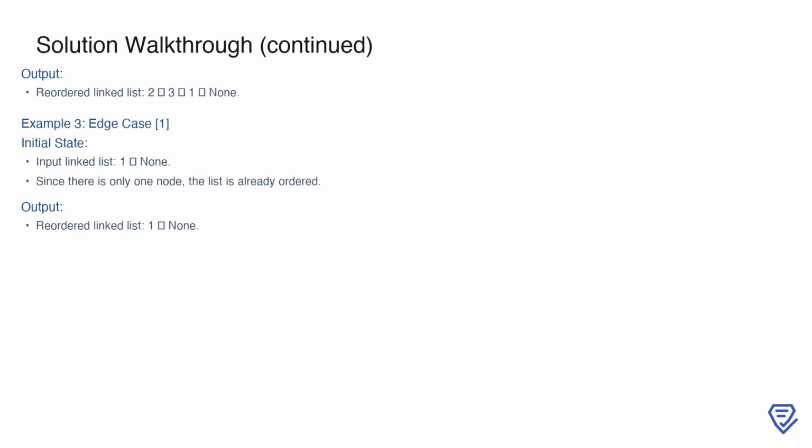Finally, let's consider an edge case where the input linked list contains only one node, 1. Since there is just one node, there are no even nodes to rearrange, and the list is already in the correct order. Therefore, the output remains 1 none. This demonstrates that the algorithm handles edge cases gracefully, preserving the input structure when no rearrangement is needed.